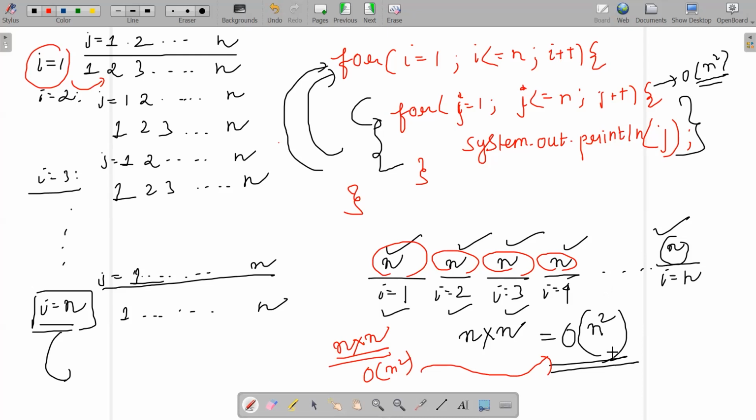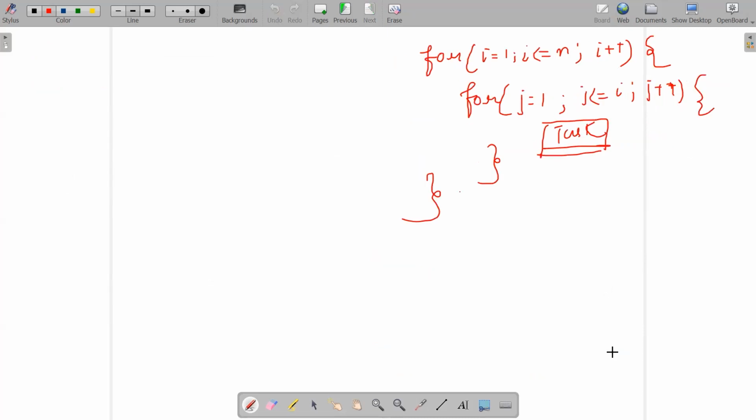Okay, try now for this particular part. For I equals N, J is running for N times. So I think it's N into N. N plus N, I think. O of 2N. Okay, for I equal to 1, how many times is the J loop running?